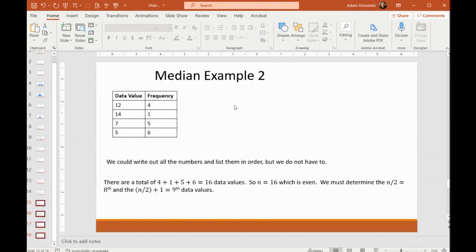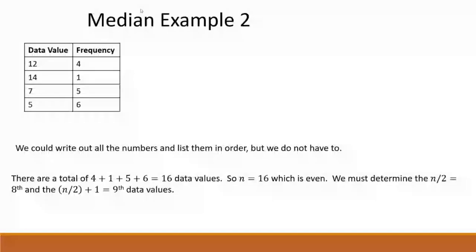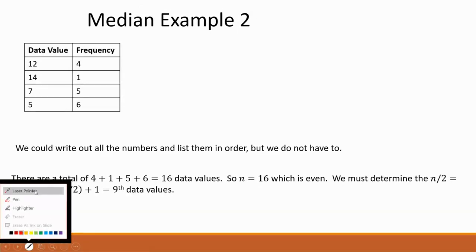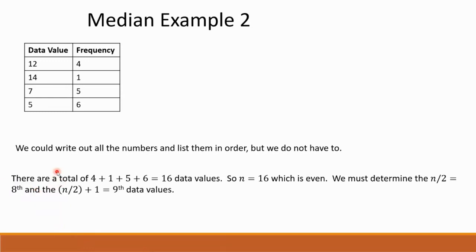All right. Now, this one's a little bit different. I'll post the notes, don't worry. Why is this one different? Well, notice that we don't have the data listed out, right? What we have instead is a frequency table. So that's why it's a little bit different.